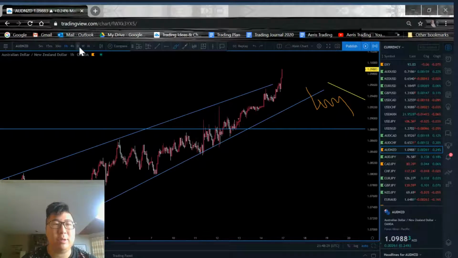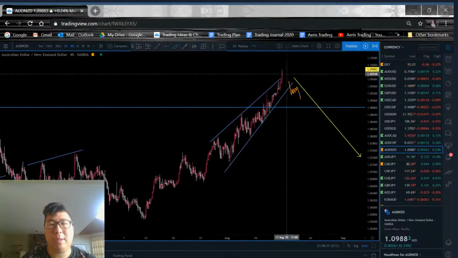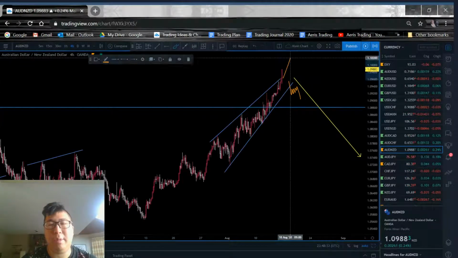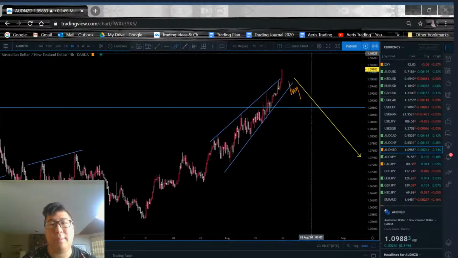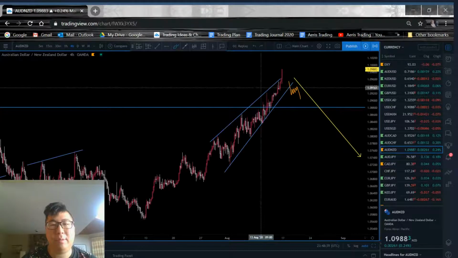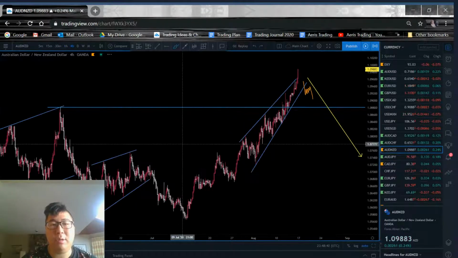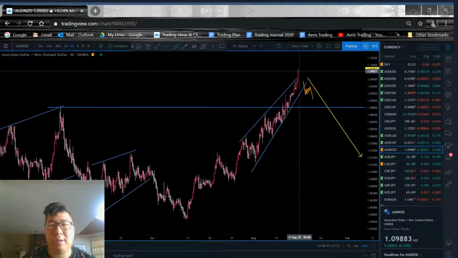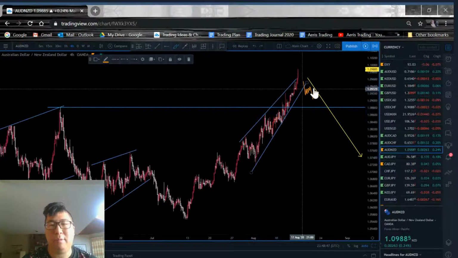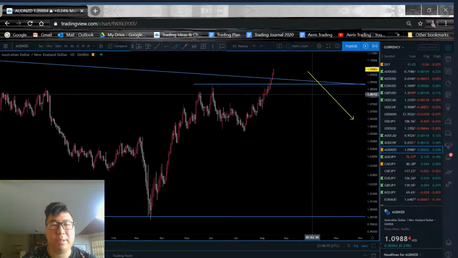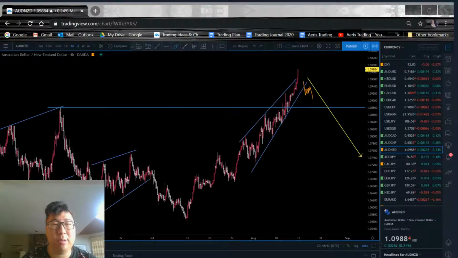Okay, that's how I would see Aussie Kiwi. But like I said, if it continues to go up and then forms a continuation correction, then sure, that would change my bias on the pair. But until then, structurally, still looking for a potential sell opportunity if we go down. And then if we break out this structure, then look for a continuation down to the lows. That's how I will approach Aussie Kiwi.